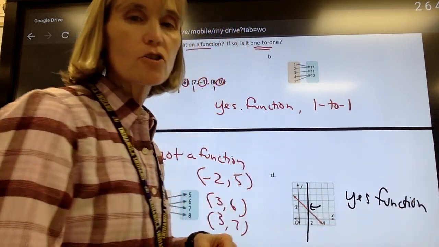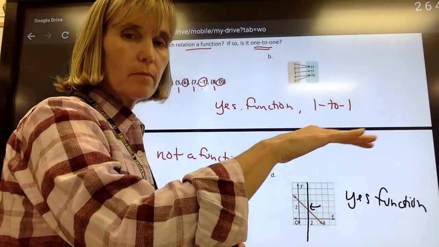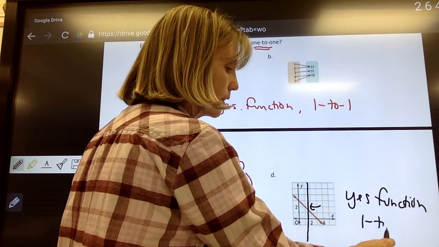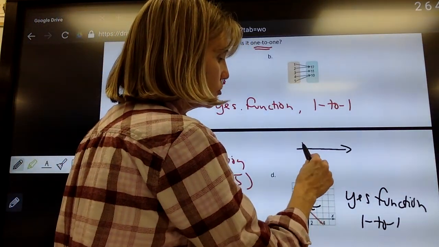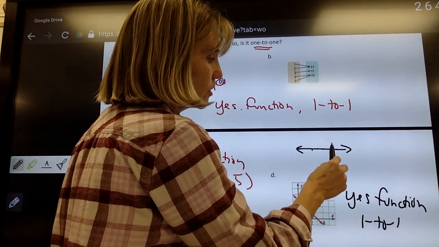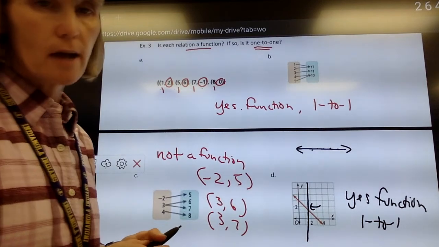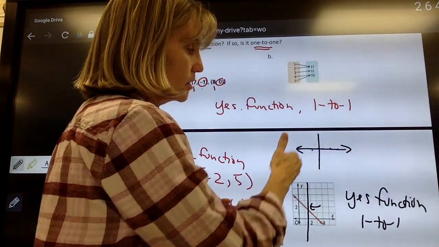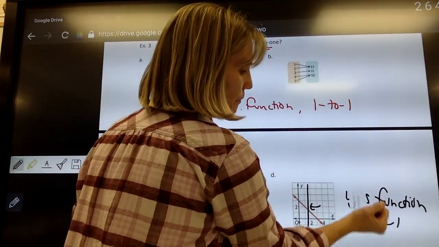Now, are the y values all different? Well, the only line where the y values are the same is a horizontal line. So this would be one-to-one. Remember that horizontal line that we saw in topic 2, where all the values have the same y value? That would be an example of something that's not one-to-one. It's still a function, it still passes the vertical line test, but it's not going to be one-to-one.